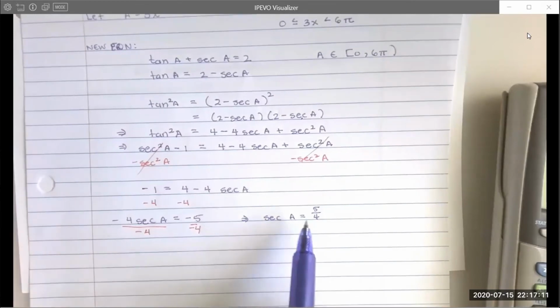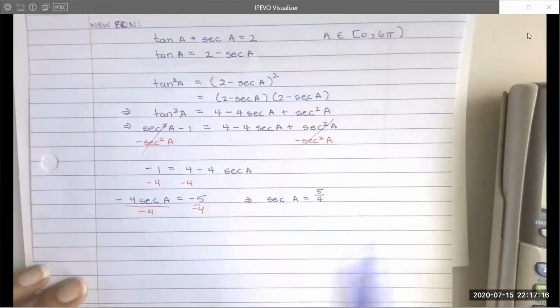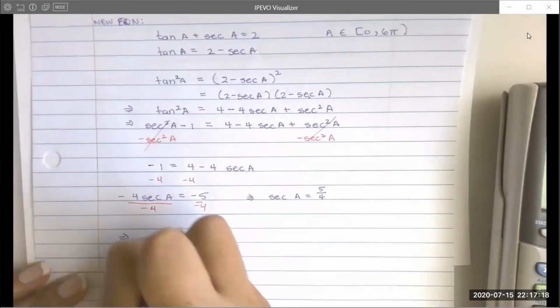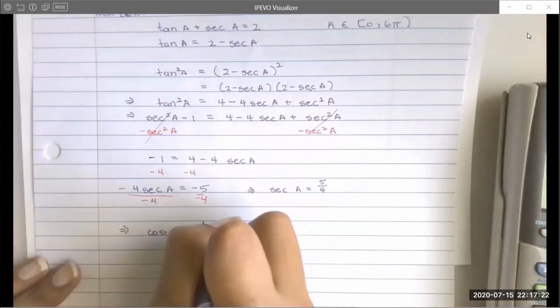Now, because on my calculator I don't have secant, I'm going to write this in terms of cosine. We're going to get that cosine of A is the reciprocal of this quantity, so we're just going to have a 4 over 5.